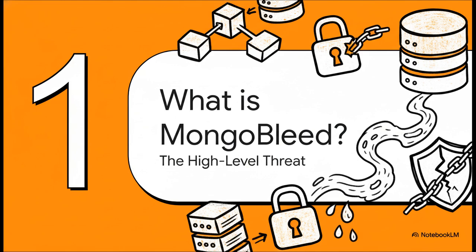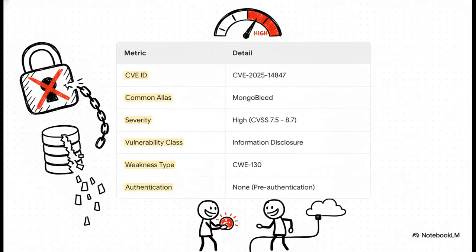What is MongoBleed? This table really tells you everything you need to know at a glance. You see that CVSS score? Up to 8.7? That's squarely in the high-severity bucket. But the two lines I want you to really focus on are information disclosure and authentication none. You put those two things together, and you have a recipe for a really bad day. It means an attacker needs absolutely nothing, no username, no password, just a network connection to start pulling sensitive data right out of your server's memory.